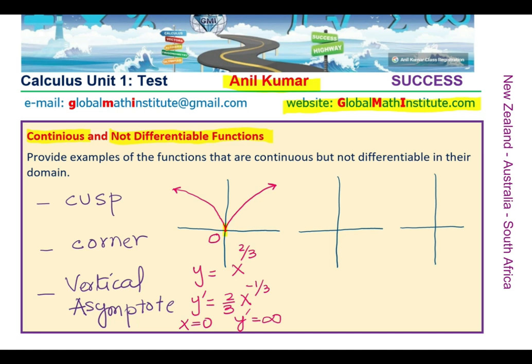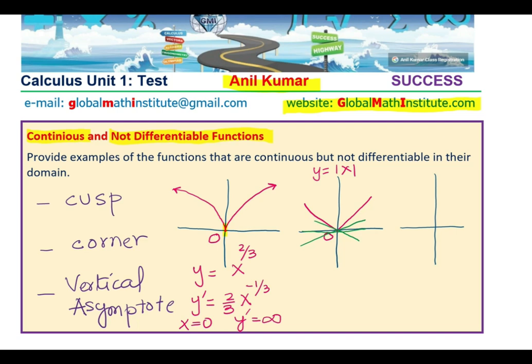Now, let's take up another example, which is based on a corner. A common function is the absolute value of x. If you have y equals absolute value of x, you know it is continuous. However, it is not differentiable at 0. Because at 0 you can have many tangent lines. All these lines could be tangent at 0. We are not very sure which one is the correct one.